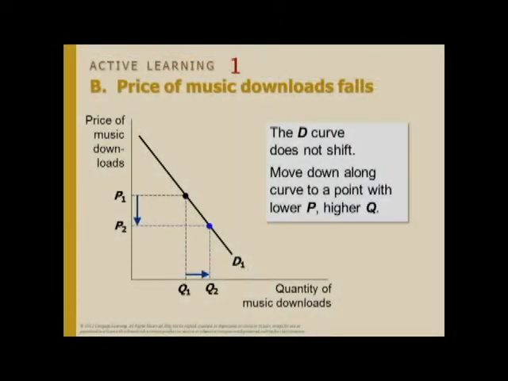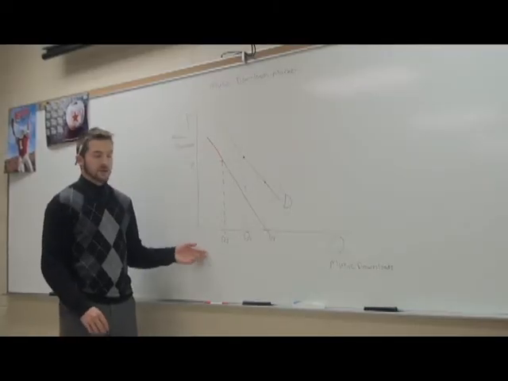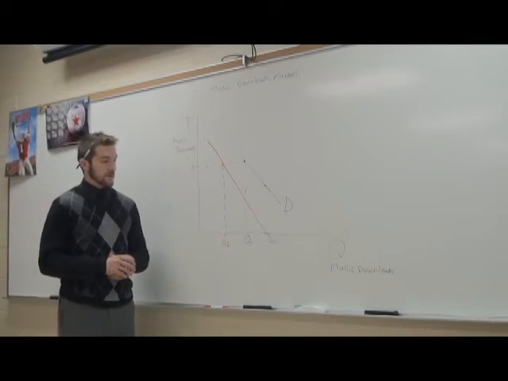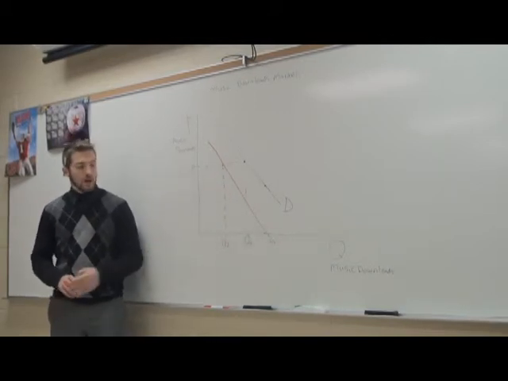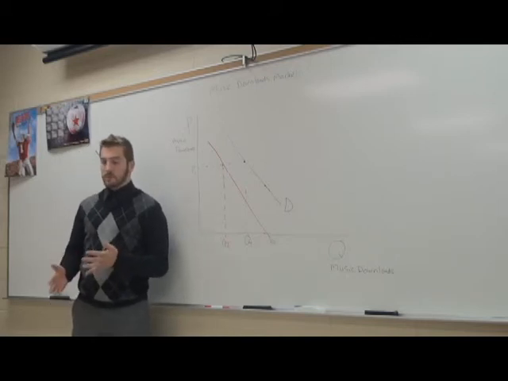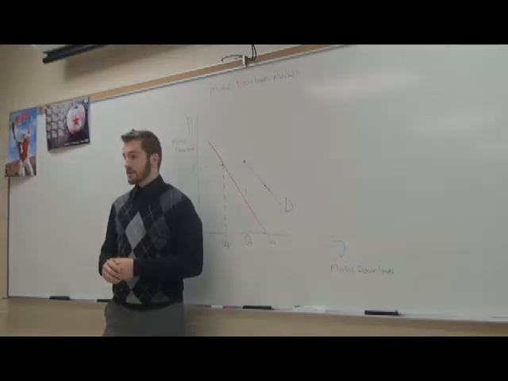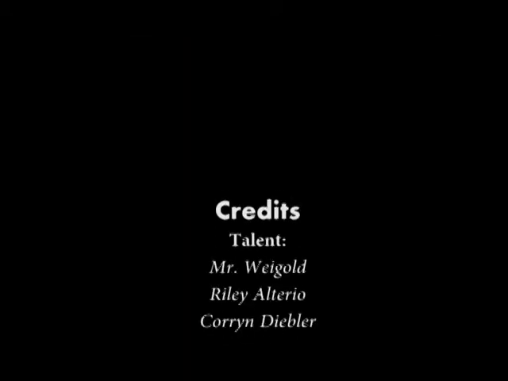As you can see, demonstrated by Corinne and Riley, the price of music downloads falling will make a movement along the curve. The curve won't shift, and the price will go down, but the quantity will go up because people will buy more if the price is lower. All right, so great job, Riley and Corinne. For the last example, we did our music downloads here. Our demand curve shifted. Now I think you guys get a little bit about complementary goods and movements along the curve. So great job today.